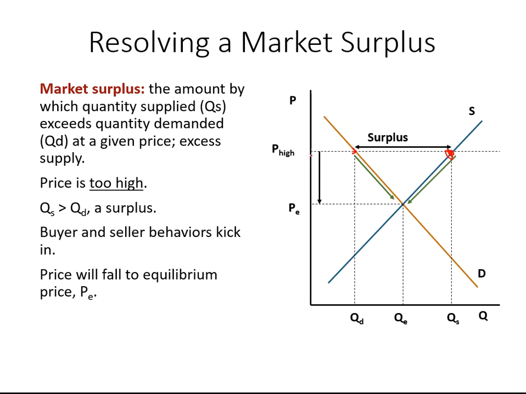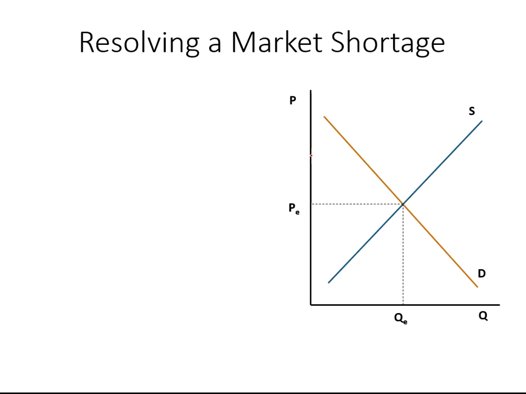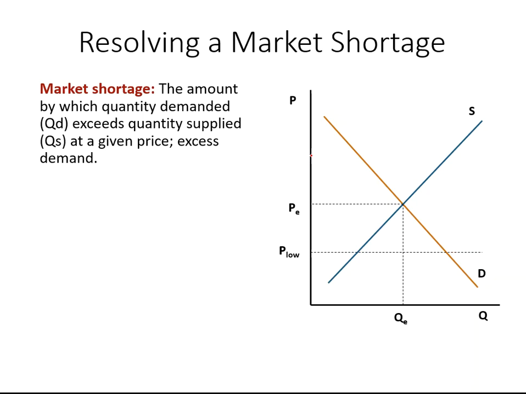Now let's look at the opposite scenario: if the market has a shortage. A shortage is the opposite market situation compared with a market surplus. First, let's define market shortage. It is the amount by which quantity demanded exceeds quantity supplied at a given price, so excess demand, which means more demand than supply. When will we see a market shortage? When the price is too low, we will see a shortage.